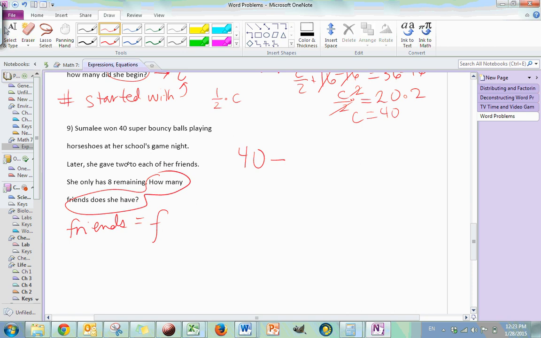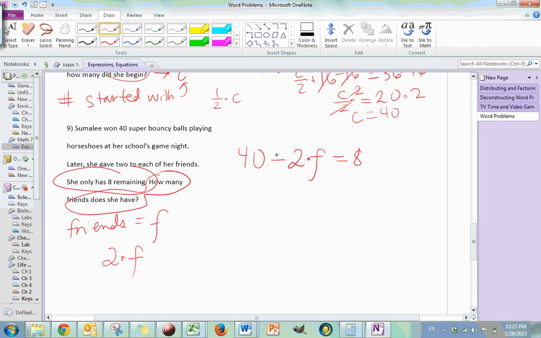And how much are we subtracting? We're subtracting the number of balls she gave away, right? And how many did she give away? Well, she took her number of friends, and she said, I'm going to give 2 to each of you, so that's 2 times f. That's how many she gave away. So we take 40 minus 2 times f, and that equals 8, because that's how many she had left.